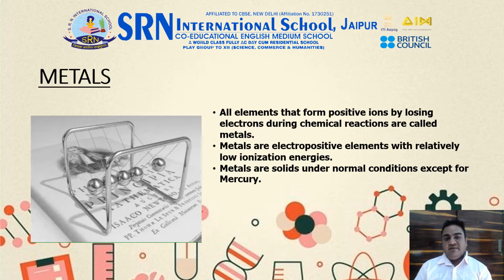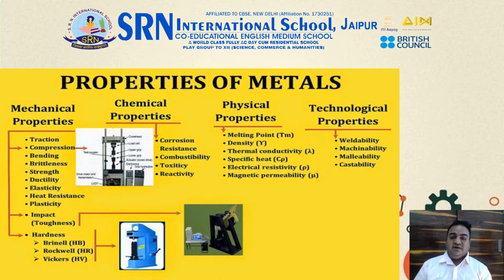So all the elements that form positive ions by losing electrons during chemical reactions are called metals, with the exception of hydrogen. Metals are electropositive elements with relatively low ionization energies. That is, they easily give electrons. Metals are solid under normal conditions except mercury. We know that metals are solid, but mercury is an exception which is used in thermometers. It is liquid at room temperature. So this was the exception regarding metals.